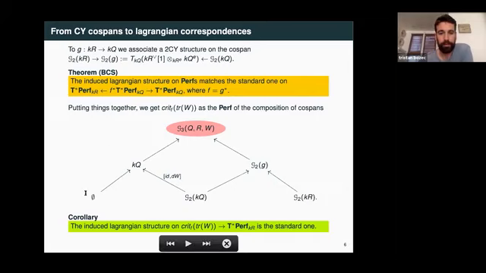So before that, I have a Lagrangian correspondence here. And since I have nothing here, it just means that this Calabi-Yau cospan, excuse me, this just means that the morphism here is Calabi-Yau. And we know, thanks to Brav and Dyckerhoff, that it induces a Lagrangian structure on the perf. And we prove that it actually matches the usual Lagrangian structure on this morphism.